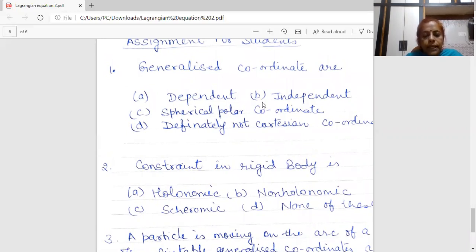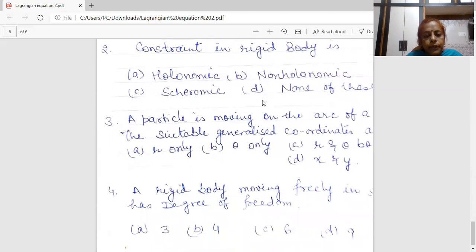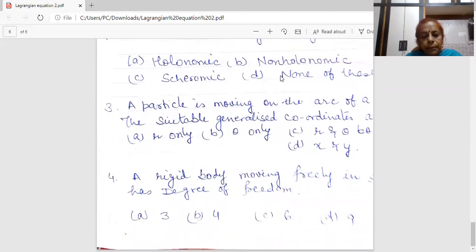The second problem is of a rigid body. Constraints in a rigid body, whether they are holonomic, non-holonomic, rheonomic, or none of these options. And the third problem is, I am taking a particle which is moving on the arc of a sphere, then the generalized coordinates will be r only, theta only, r and theta both, or x and y.